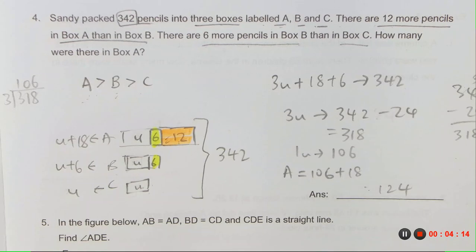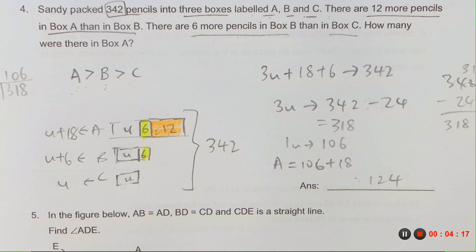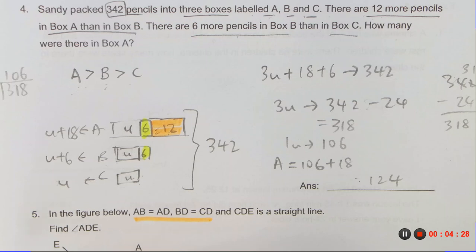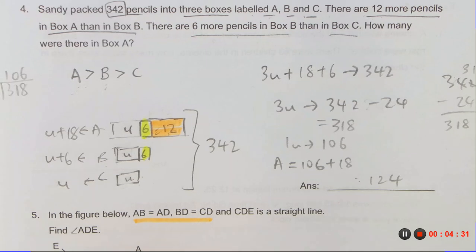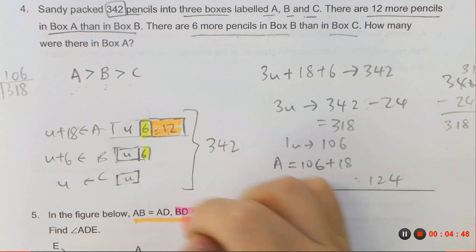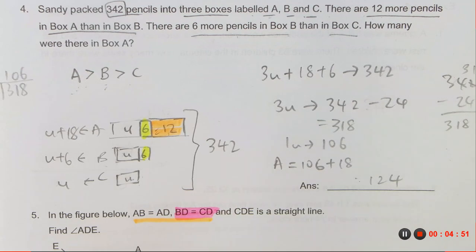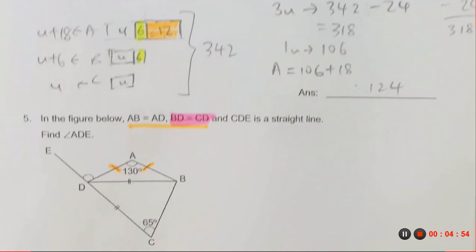Okay, then the next one. In the figure below, AB and AD are equal. What does it tell you about the triangle ADB then? The statement AD equals to AB here. And that is also equals to, sorry, this one is a different color. Let me use a different color. Orange is that one, and this one use pink. I shall use pink for BD and CD. So BD and CD is this one.